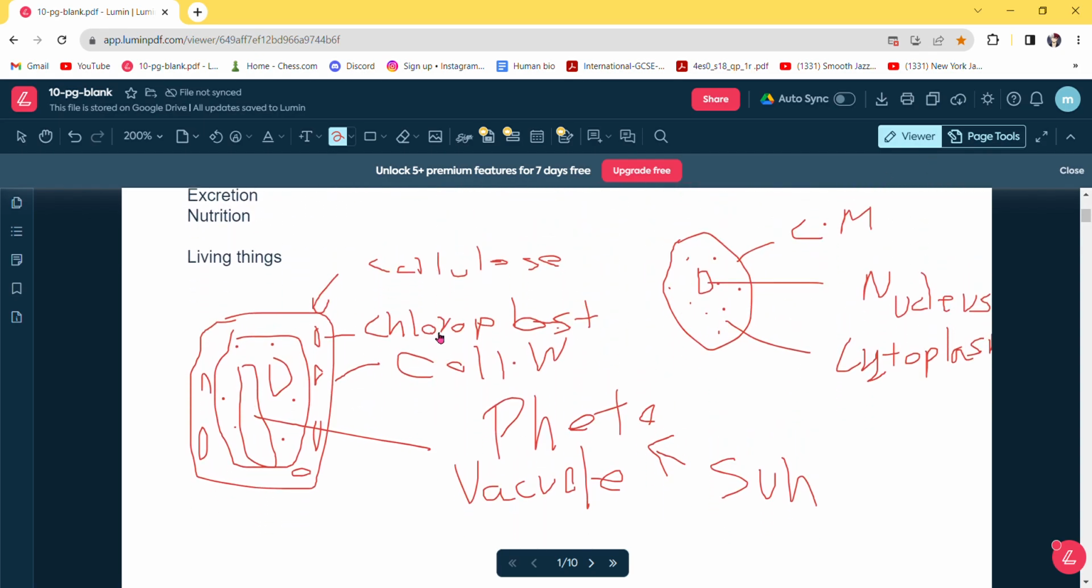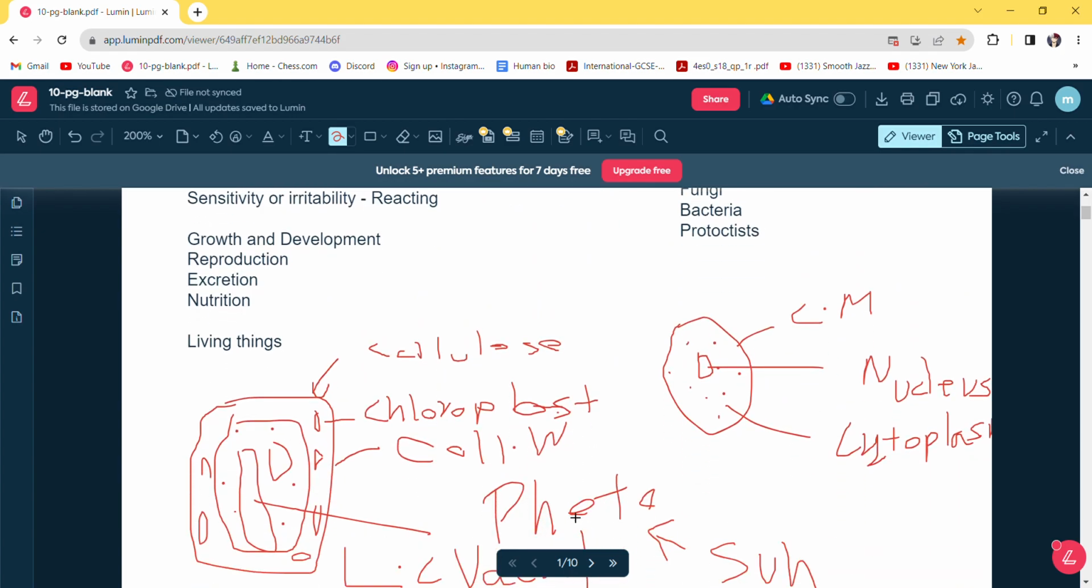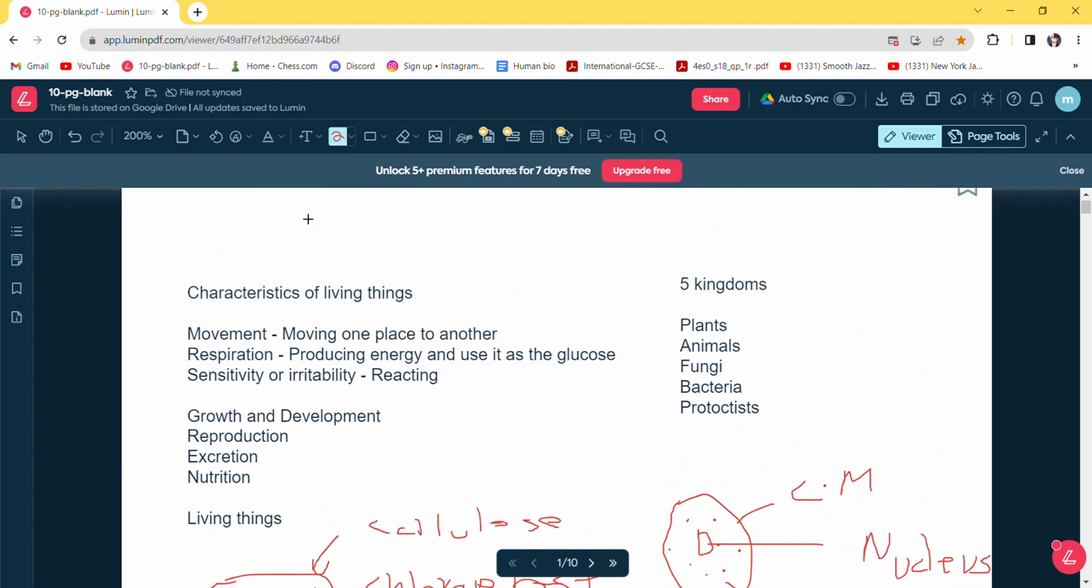As you can see over here, we have differences. The only thing you have to remember is it has cellulose cell walls, chloroplasts, and then a large central vacuole. Wait, guys, let me write. Large central vacuole. That is the most important thing right here. So this is section one, guys. Section one.